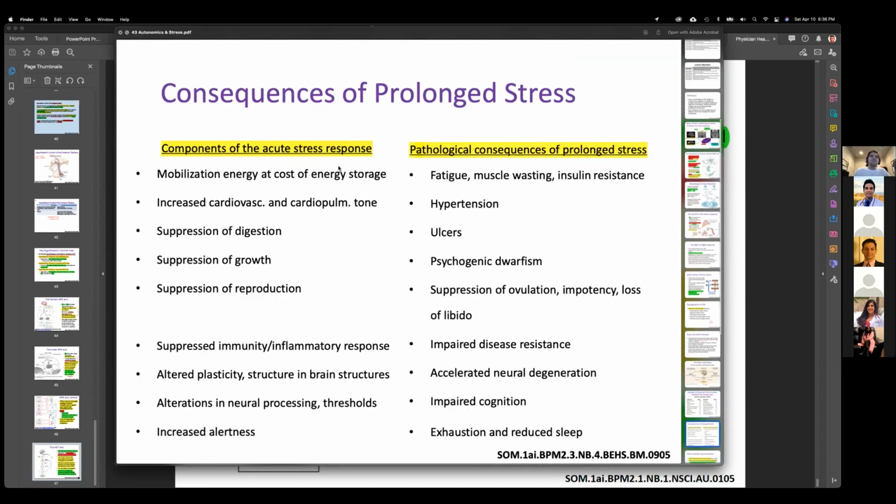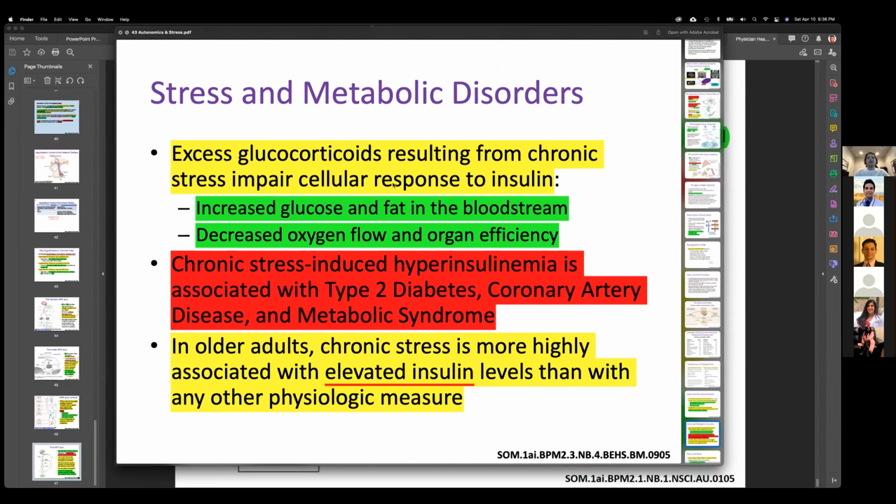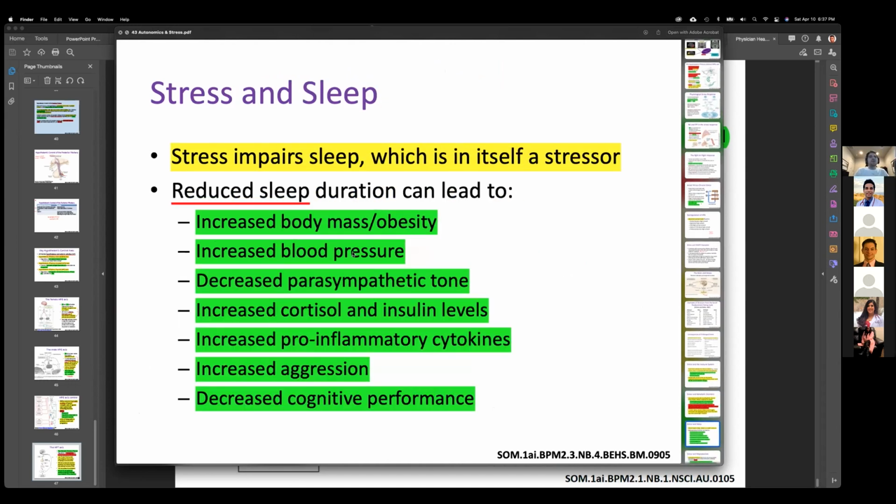I don't know that this was super important. Just the idea of prolonged stress, increased cortisol, those actions of cortisol, if they're prolonged, they get exacerbated. So keep that in mind. Hyperinsulinemia, why? Because cortisol gives you hyperglycemia. So if you're always hyperglycemic, you're always going to have increased insulin, and it can be related to type 2 diabetes. Coronary artery disease, increased lipids floating around, you get increased atherosclerosis. It impairs your sleep. Yep, for sure.